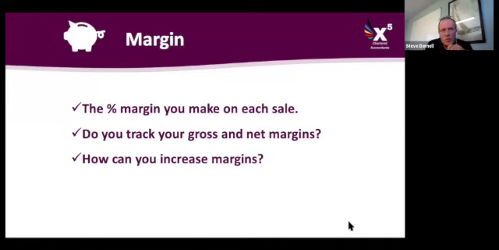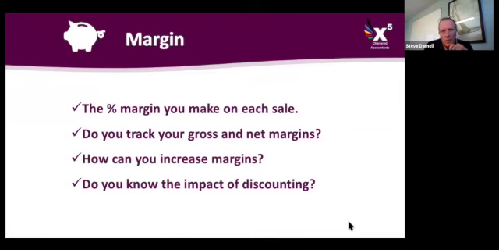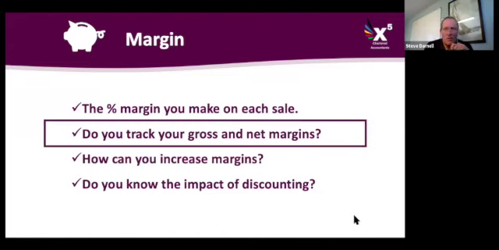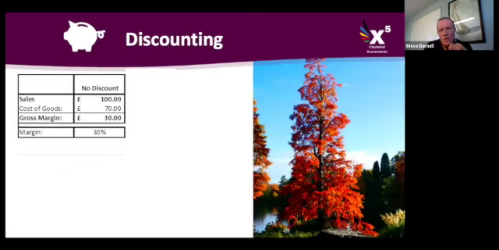That then prompts the next question, which is best addressed by having the conversation with the team, as to what we could do to increase those gross margins. A key question here is, do you know the impact of discounting? A lot of businesses will discount to pick up business, especially when business is tight. That is potentially catastrophic for a number of reasons. So the key thing is you need to be tracking gross margins. Doing it once a year, six months after year end, is high risk in the extreme. So track and understand gross and net margins on a regular basis.